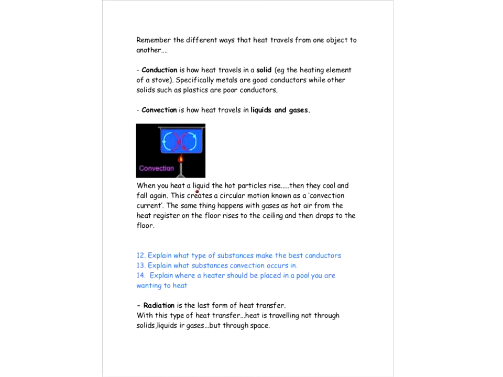So the first question we have, explain what types of substances make the best conductors. Question 13, explain what substances convection occurs in. And question 14, explain where a heater should be placed in a pool if you're wanting to heat the water in the pool. What part of the pool should it be placed in?